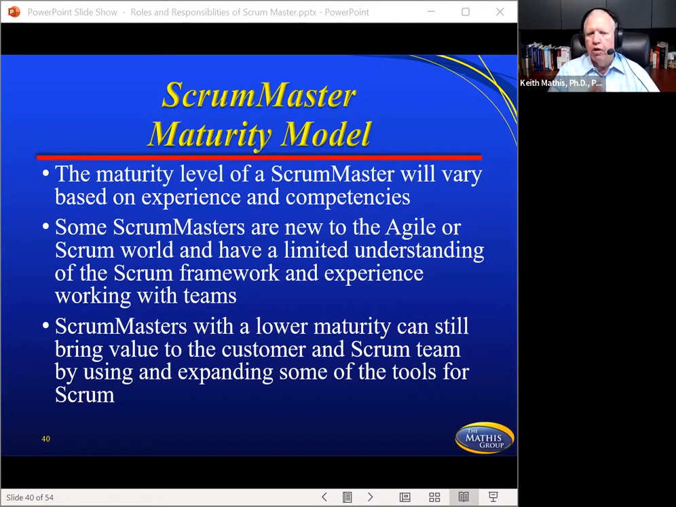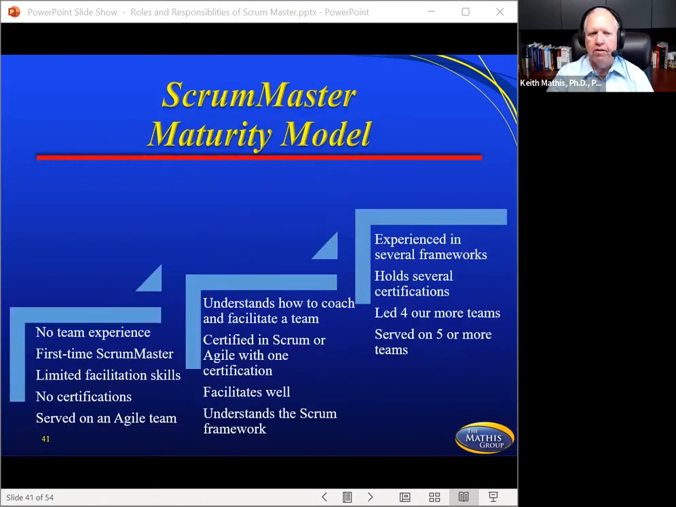Scrum Masters with a lower maturity can still bring value to the customer, to the Scrum team, but their tools and their abilities are going to grow over time. Everybody has to start someplace with Scrum, with Agile. All of us have. All of us did. You remember your first Scrum project or your first Agile project, and you spent your whole time comparing what we're doing in Agile to the traditional, and that's just it. It's okay. Everybody's evolving in these areas here.